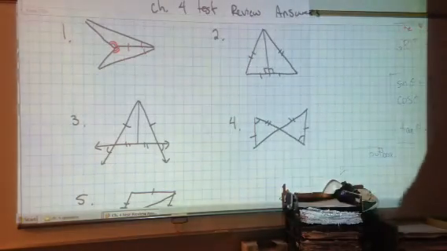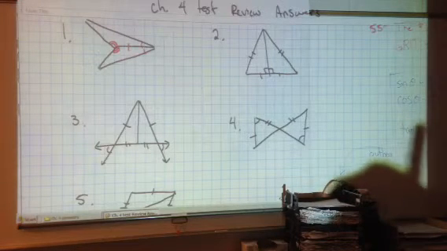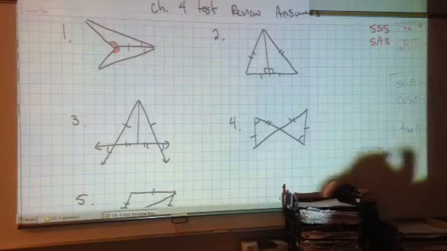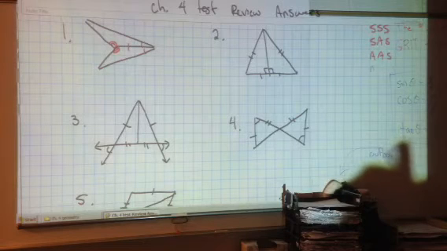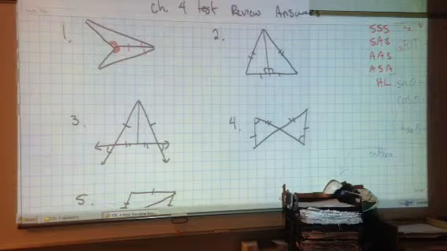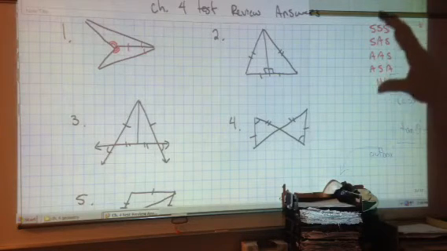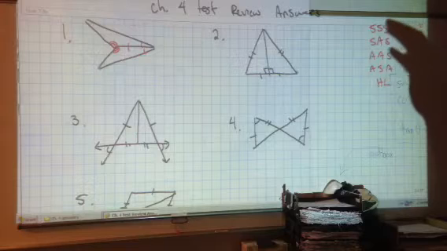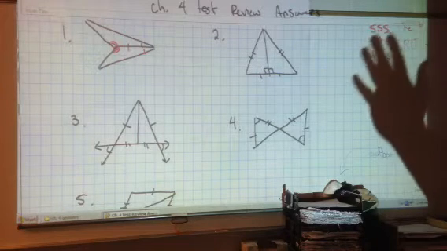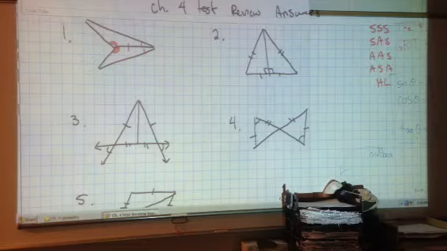We have to determine, you have 5 options as a shortcut. You have side, side, side; side, angle, side; angle, side, angle; angle, angle, side; or hypotenuse, leg. Those are your 5 options to show that 2 triangles are congruent. Again, these are shortcuts where once you know just 3 pieces of information that are congruent, then you know all 6 parts of the triangle are congruent.